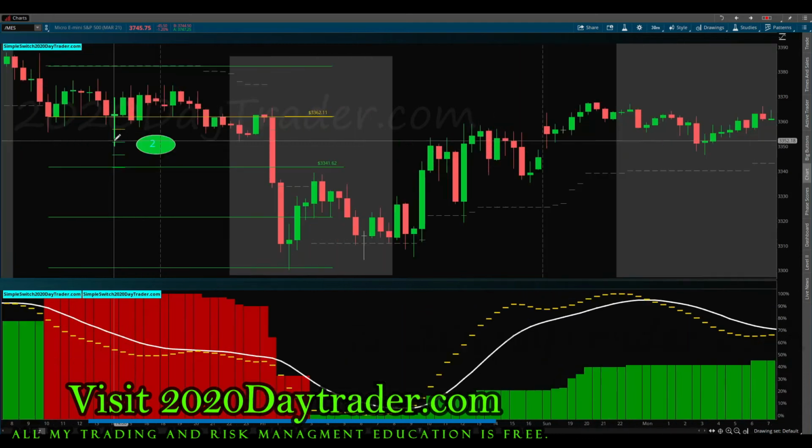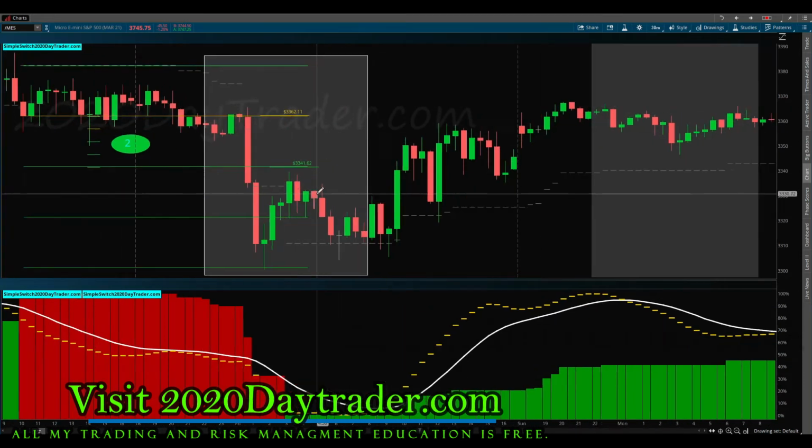All right, got our $2 right here, pink. And then it pulled back, unfortunately, and then sold off to profit. Would have been nice.